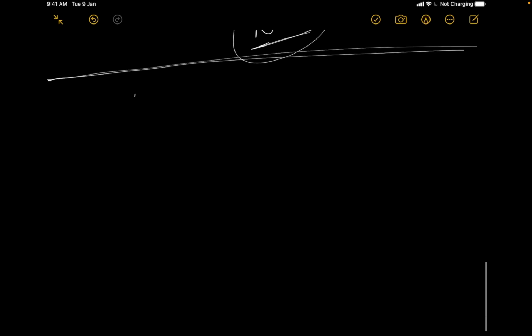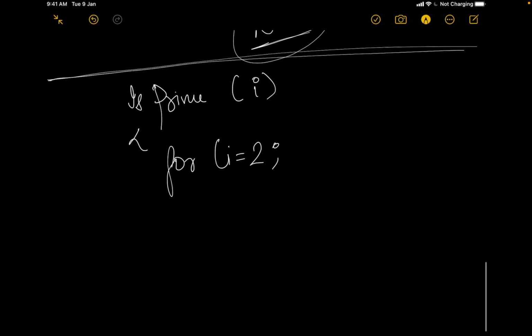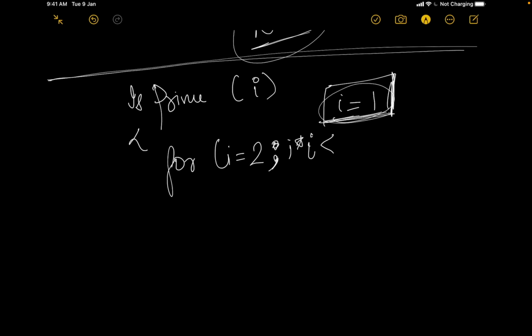Also we need a function for primality test. Let's call it isPrime. So the isPrime function takes an integer and iterates from i equal to 2, because 1 is neither prime nor composite. It actually divides everything, so we don't start with 1 itself, we start with 2 until the time i into i is less than n.